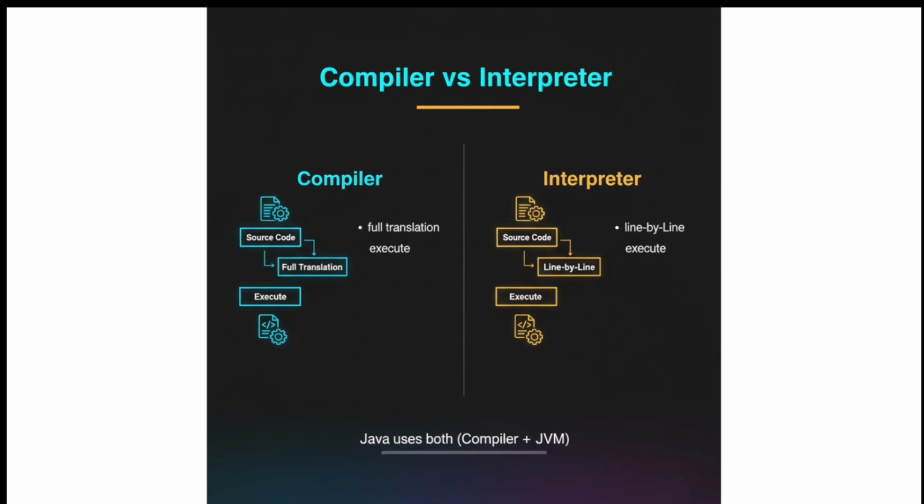Java uses both compiler and JVM. Java actually uses both approaches, but first the compiler, which is done by Java, converts code into the bytecode, then the JVM interprets that bytecode into machine instructions. As I mentioned earlier also, what is the work of the compiler? The compiler uses the command javac to convert the code into bytecode, and the JVM interprets the bytecode into machine instructions. That's why Java is powerful. It balances speed and flexibility.